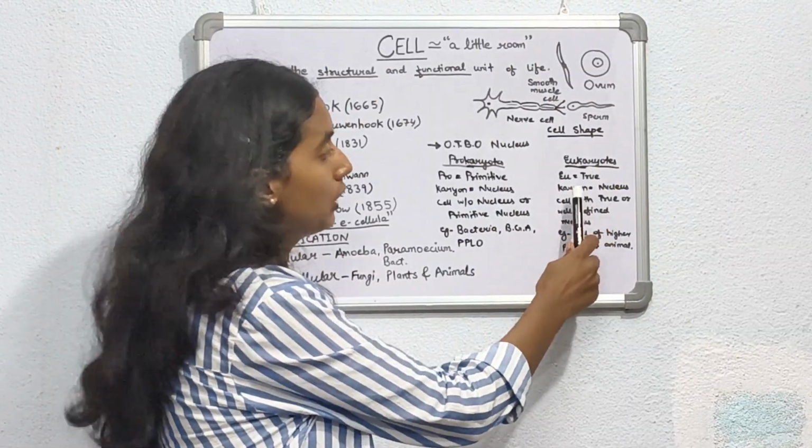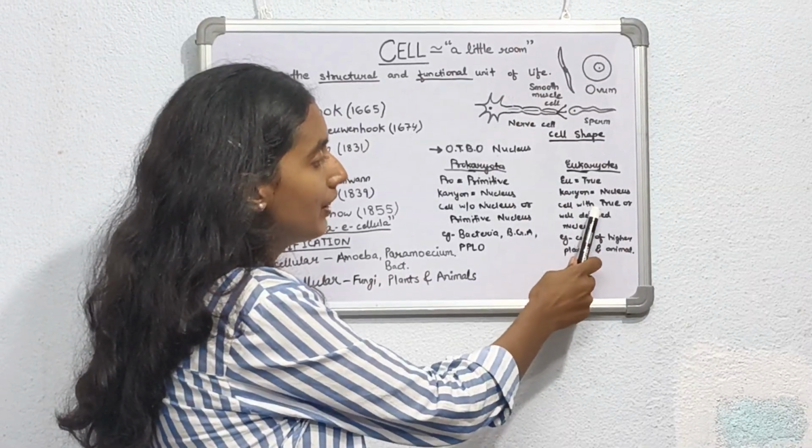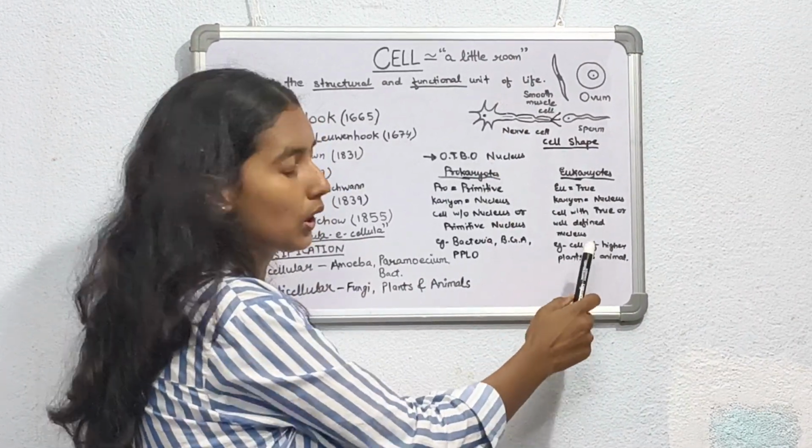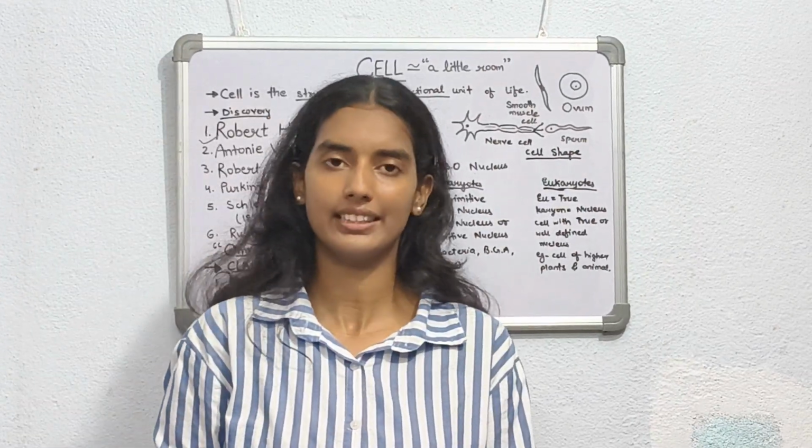Now, eukaryotes. Eu means true, karyon means nucleus. Cells with a true or well-defined nucleus are known as eukaryotic cells. Examples are plants and animals.